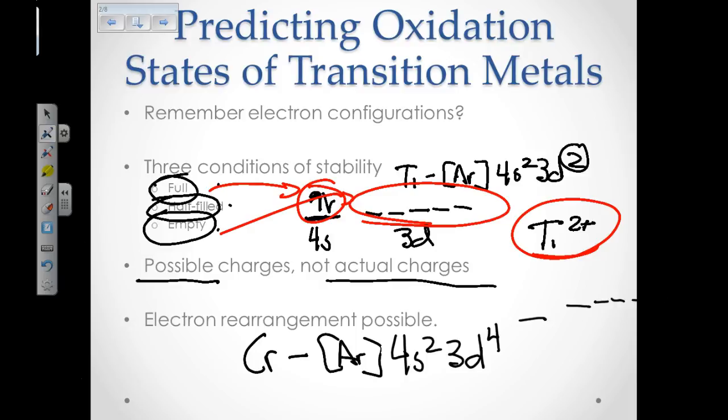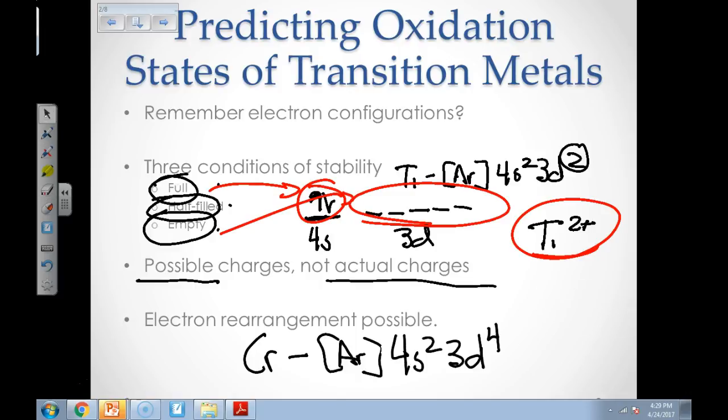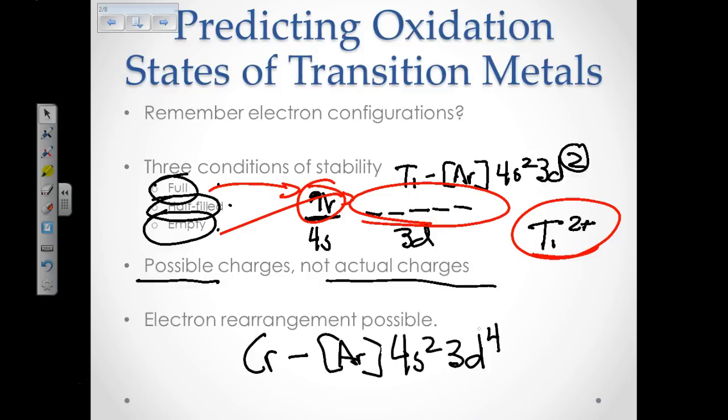Now, if we were to draw this, I ran out of room. Let me move it over a little bit. Okay, so here we go. There's the 4s, and then the 1, 2, 3, 4, 5, that's the 3d's. If we were to draw this like this, we would get 1, 2, 3, 4. This 4s is filled, so that's stable. But this is what I call stupid filled. It's not half filled or fully filled or empty, so it's not necessarily stable.